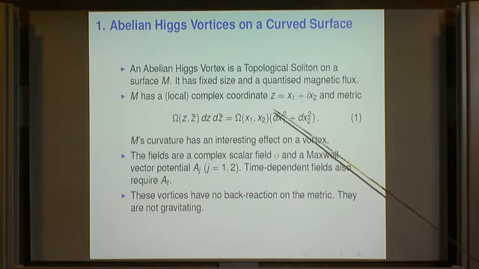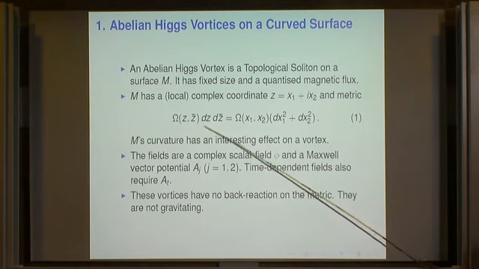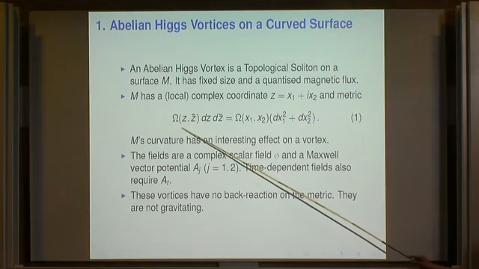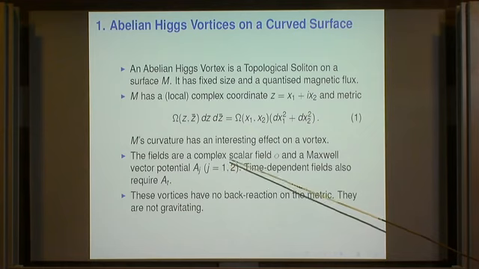The surface, I'm going to need some coordinates. So real coordinates x1 and x2 we combine into a complex coordinate z. So it's a Riemann surface with this metric, which is conformal to the flat metric. So the metric is determined by a single function of where you are on the surface, and this is in real language. I think I'll usually use this language. And then, if the surface is curved, it has an interesting effect even on one vortex.